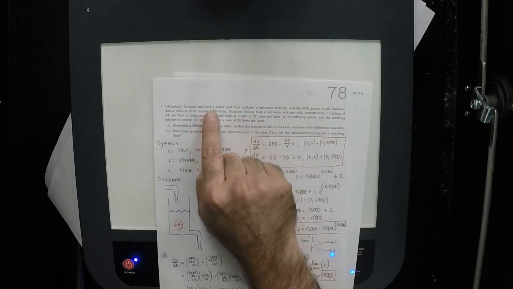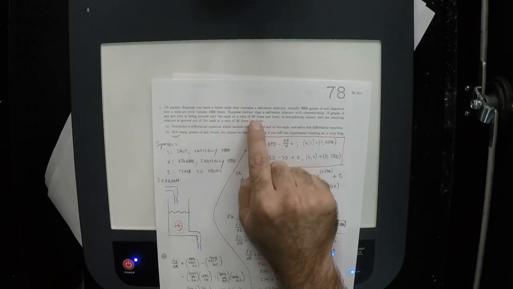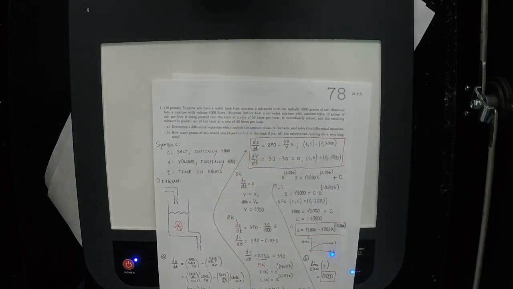Initially, there's 1,000 liters in the tank. 30 liters per hour are poured in, and 30 liters per hour are poured out. So how much is the volume changing? Zero. It isn't changing. That means that at the beginning of the experiment, it was 1,000 liters, and at all times during the experiment, the volume is 1,000 liters. So the volume is not changing.